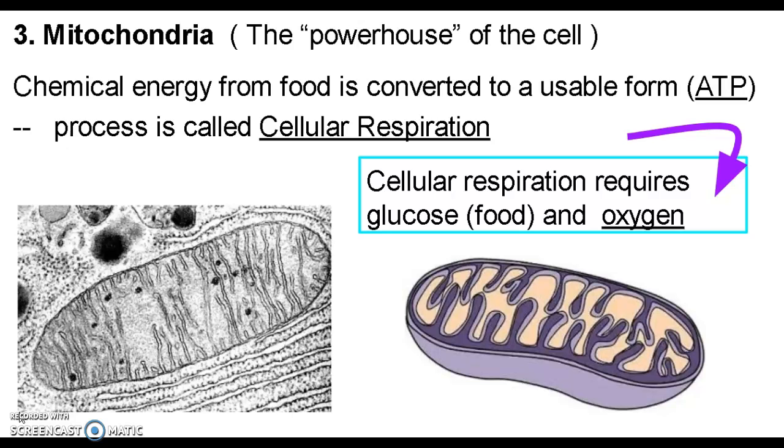This is where chemical energy from your food is converted into a usable form known as ATP, and this process is called cell respiration. And cell respiration requires glucose, which you get from your food, and oxygen, which you get from breathing. So all of this happens in the mitochondria. It's called the powerhouse of the cell because this is where the energy is made in the cell. So you can almost think of the mitochondria as the power plant of the cell.